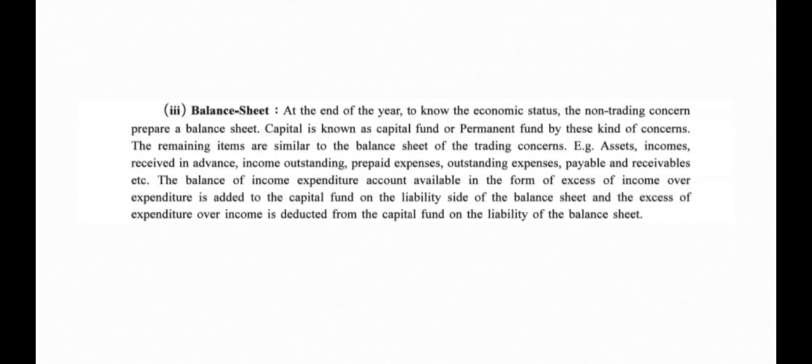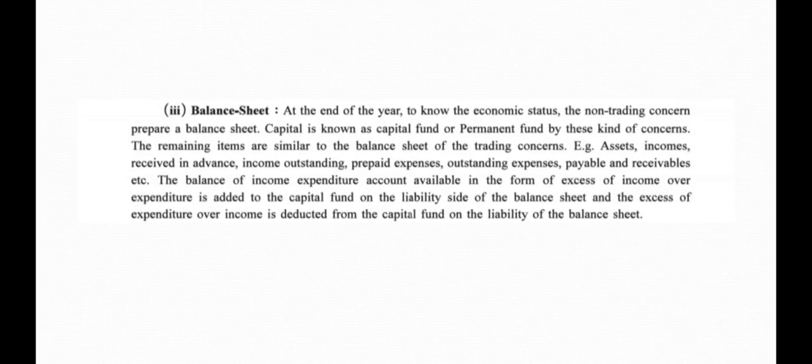The balance of the income and expenditure account, available in the form of excess of income over expenditure, is added to the capital fund on the liability side of the balance sheet, and the excess of expenditure over income is deducted from the capital fund on the liability side of the balance sheet.